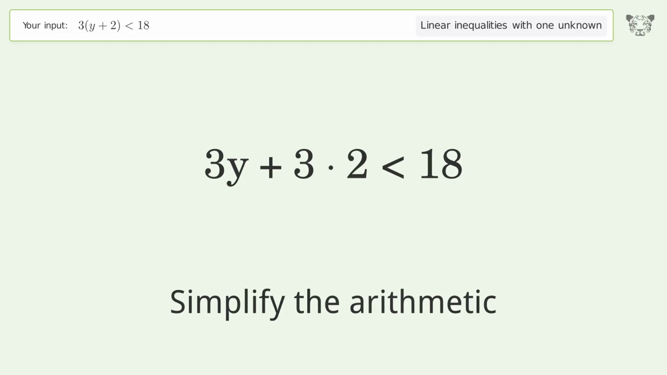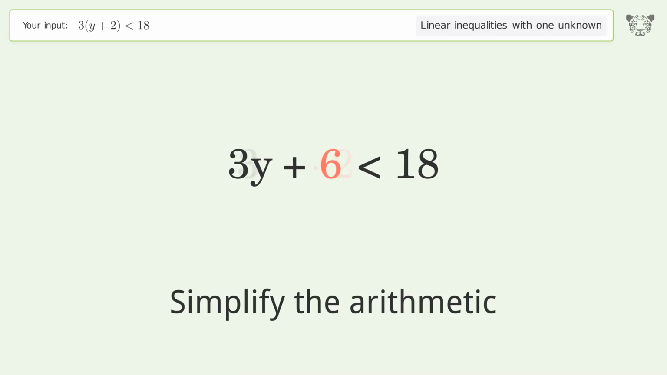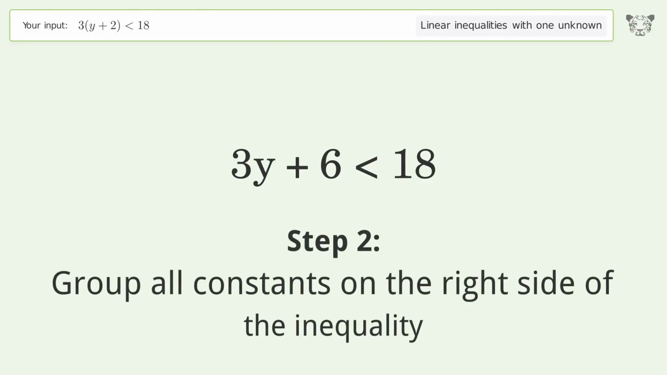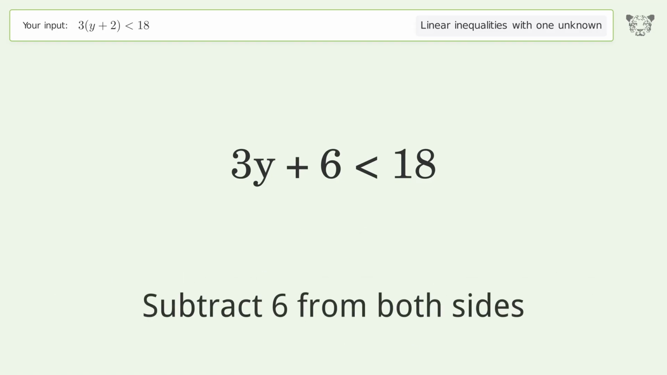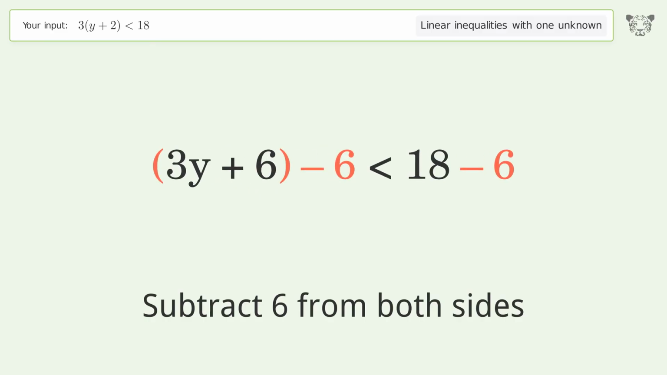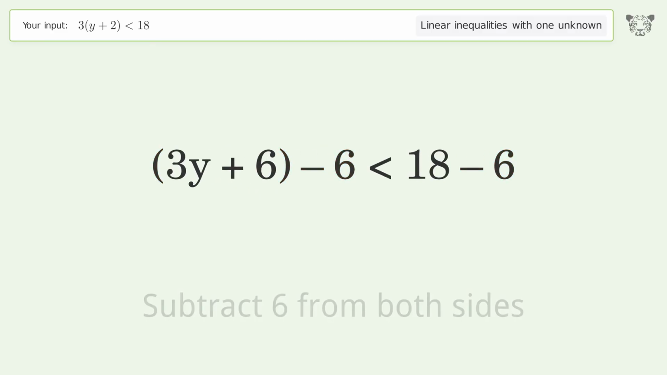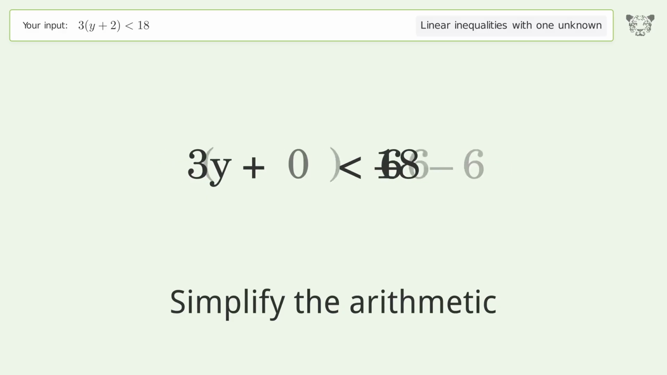Simplify the arithmetic. Group all constants on the right side of the inequality. Subtract 6 from both sides. Simplify the arithmetic.